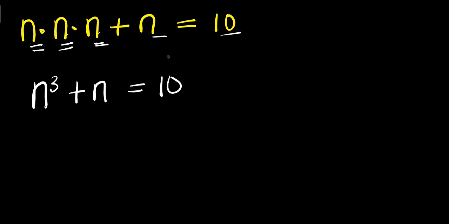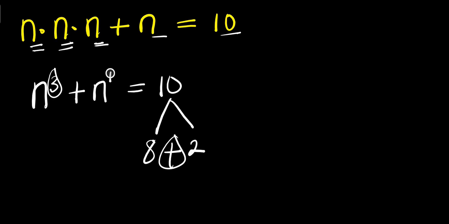So what we are going to do will be to split this 10 into two parts. One part would be 8, and the other part would be 2, because 8 plus 2 gives us 10. Why are we doing it this way? Because the exponent here is 3, and the exponent here is 1.